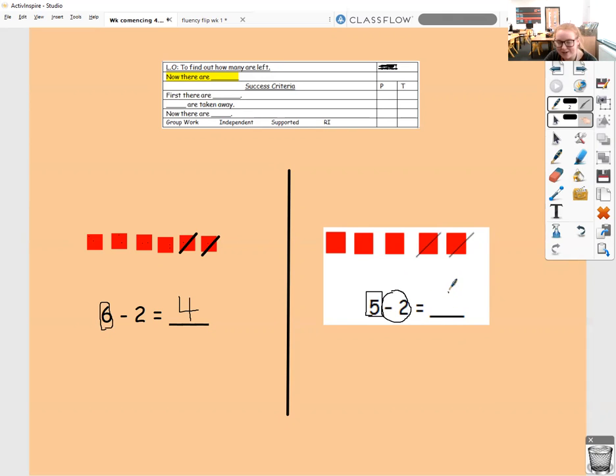Now how many do we have left? First we had 5 squares, then we took away 2. Now how many do we have left? We've got 1, 2, 3 left. First we had 5 squares, then we took away 2. Now we have 3 left. I hope that's what you had on a piece of paper. If you did, give it a tick.